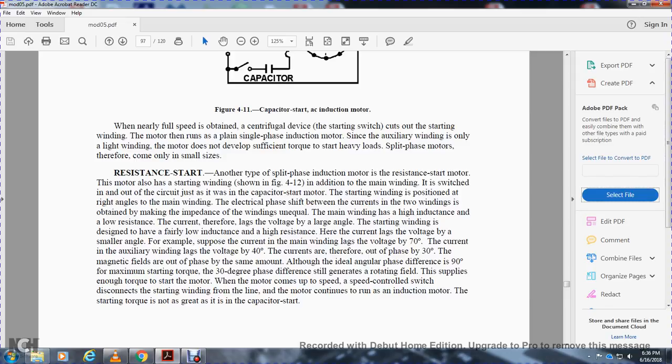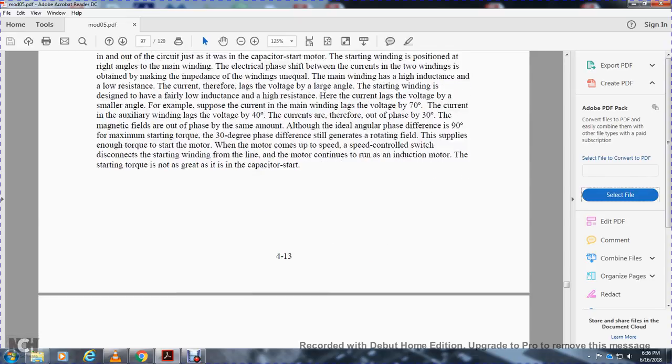Therefore, the maximum magnetic fields out of phase are the same amount, although the ideal angular phase difference is 90 degrees. For the maximum starting torque, the 30-degree phase difference still generates a rotating field that supplies enough torque to start the motor. When the motor comes up to speed, a control switch disconnects the starting winding from the line. The motor continues to run as an induction motor, and starting torque is not great enough in the capacitor starter.